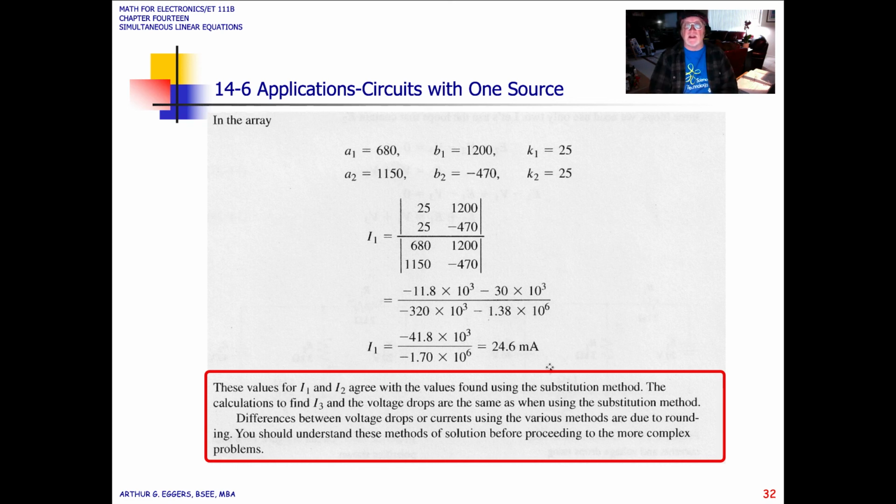So these values for the two currents I1 and I2 agree with the values that we found in the substitution method. I hope that you're gaining an appreciation here that you can solve these simple circuit analyses by several different methods. The calculations to find the current I3 through R3 and the voltage drops are the same as when using the substitution method. Differences between the voltage drops or currents using the various methods are due to any rounding error, and you should be becoming familiar with that. As you enter values into your calculator, you end up with different values that may vary for rounding error.